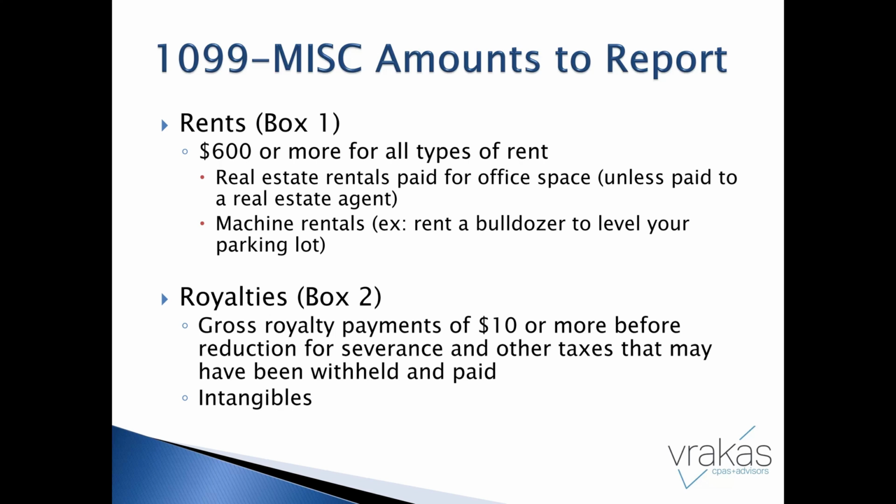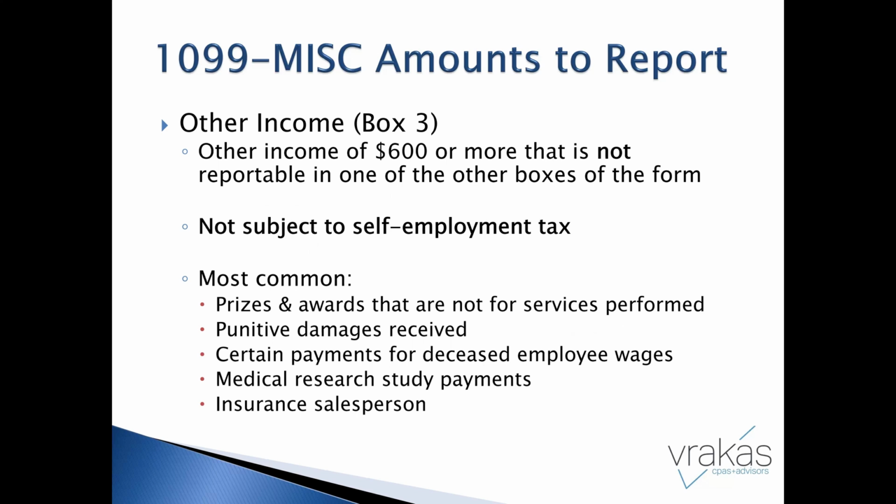Box 2 is royalties. This is just royalty payments. Typically, it's not for intangibles, it is for things like oil interests. So this is not something that I've typically seen. Other income is, I call it the box that gets the most questions, because if you can't find where to put something and you know you need to report it, typically it goes into box 3. It's the dump all. So it is other income.